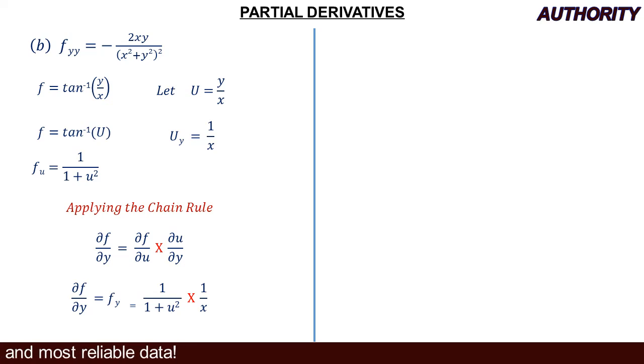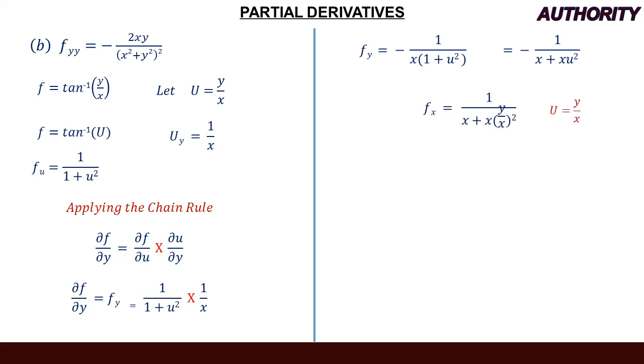Let's multiply it. So when we multiply, we're going to have the partial derivative of f with respect to y is equal to 1 all over x open bracket 1 plus u squared. All right, yes, good. In the denominator, let's open the bracket. So when we open the bracket, we are going to have 1 all over x plus x multiplied by u squared. But you remember that u is y all over x. Let's replace it. So here we're going to have that the partial derivative of f with respect to y is equal to 1 all over x plus x open bracket y all over x in bracket squared.